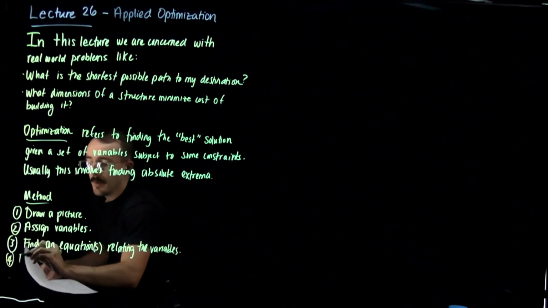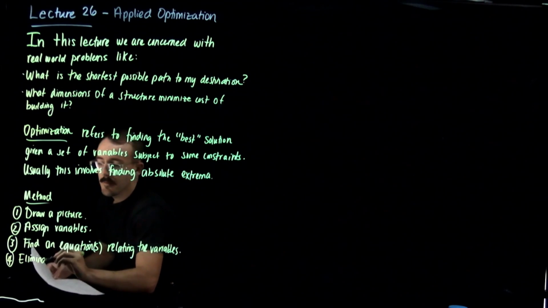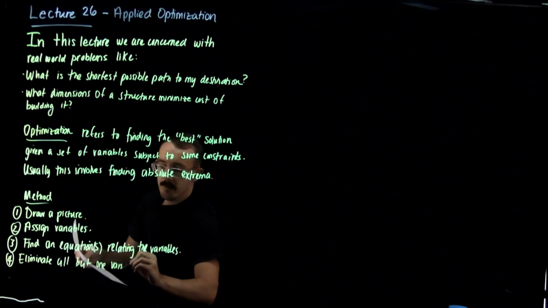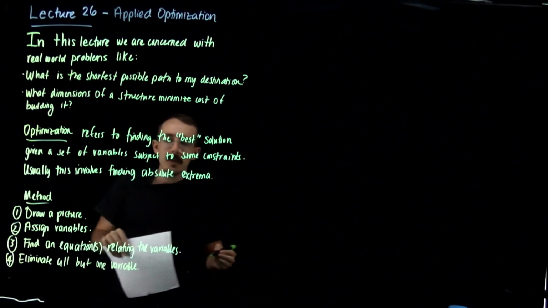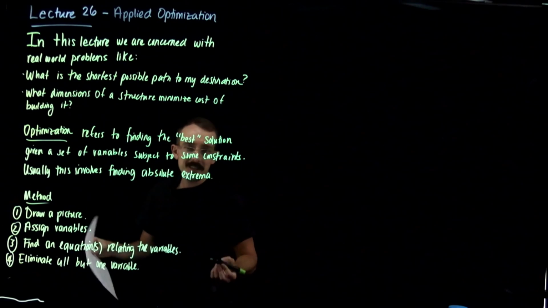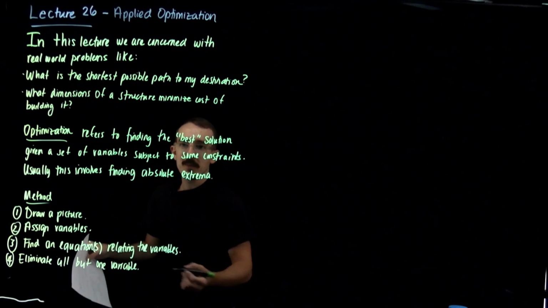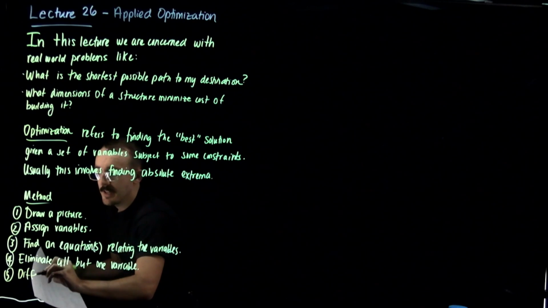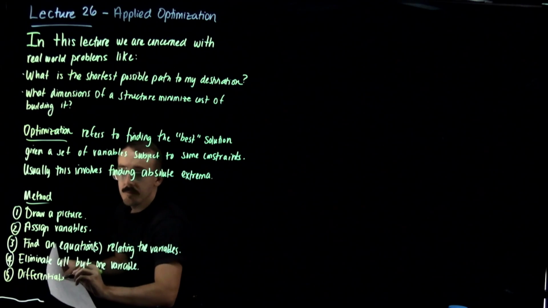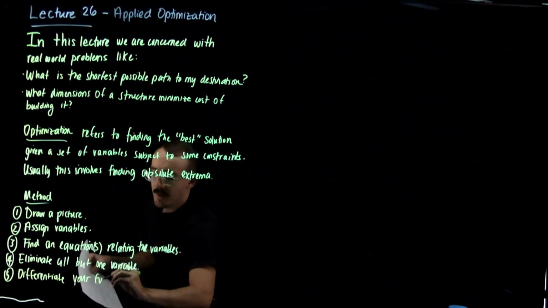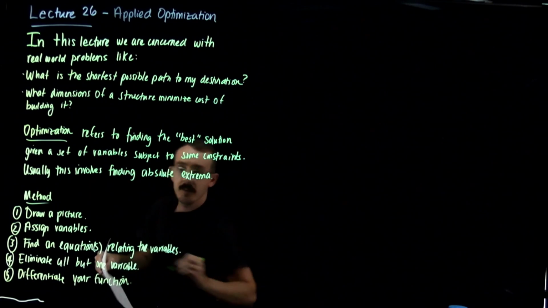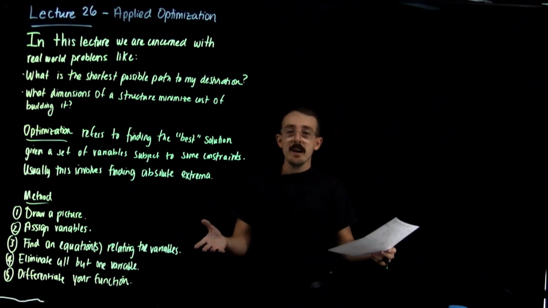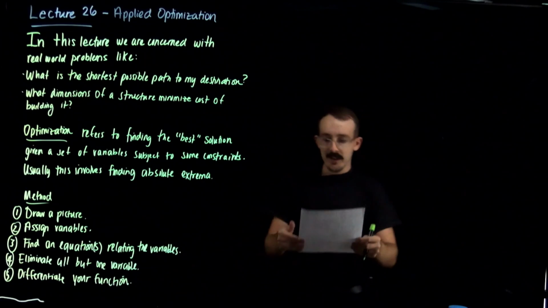After this, you're going to want to eliminate all but one variable. This is important because I want to find absolute maxes and mins, and in Calculus 1, I'm doing that with one variable. So you want to eliminate all your other variables, and then after you've done that, you can go ahead and differentiate your function. So this is the method we're going to stick to. Today I'm going to do 3 examples that illustrate this process.